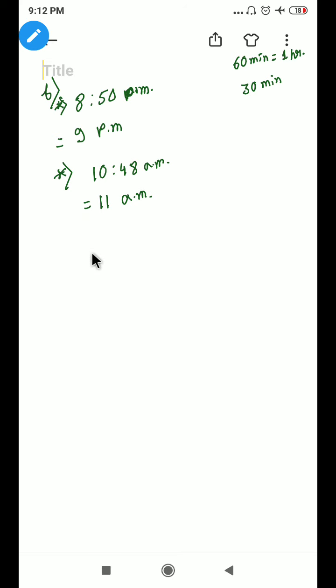Now let's see another example. The next one is 6:10 AM. Look at the minutes: 10, which is less than 30. So there is no need to add anything to this 6. It will remain the same, so 6 AM. Clear? In this way you have to do the rest of the problems of question B.